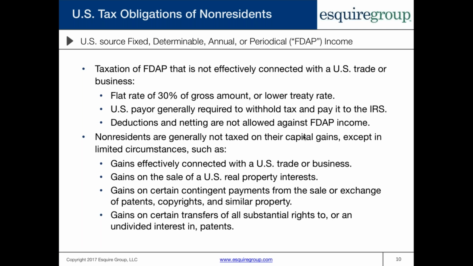Non-resident aliens are generally not taxed on their capital gains except in very limited circumstances. So for example, if you were a non-resident alien and you bought and sold U.S. stocks, those gains from your U.S. stock sales would not be subject to tax in the United States. Generally, non-residents are only taxed on gains in the United States if they're connected with a U.S. trade or business, or if it's gains on real estate or certain contingent payments from the sale or exchange of patents or copyrights, or gains on the transfer of patent rights in certain situations.